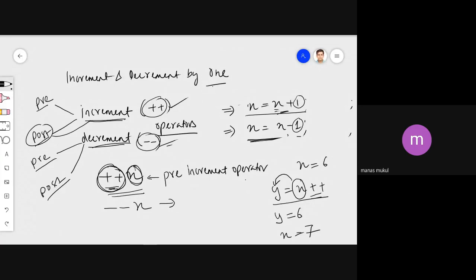Okay, but the same thing, if we write y is equal to plus plus x, then what is going to happen? Now first the incrementation will happen. That means first the value of x will be incremented by 1 and then it will be assigned to y. So in this case, the value of y will be 7 and the value of x will also be 7. Did you understand this?